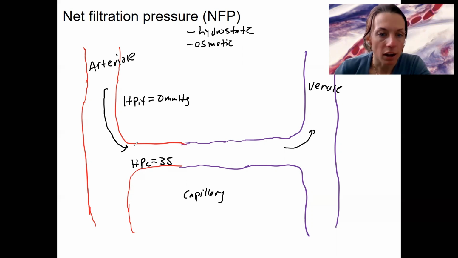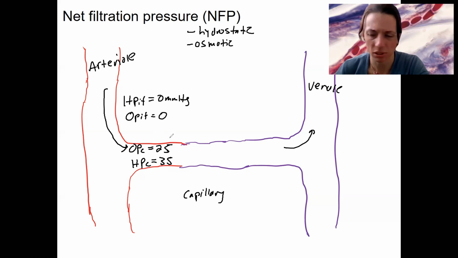We then have osmotic pressure in the capillary. That's due to all that protein and red blood cells that can't leave, 25. And we're going to say osmotic pressure in the interstitial fluid is 0. Okay, I've got a lot of stuff in here. What's up with that? Well, let's look at what's going to move out and in.